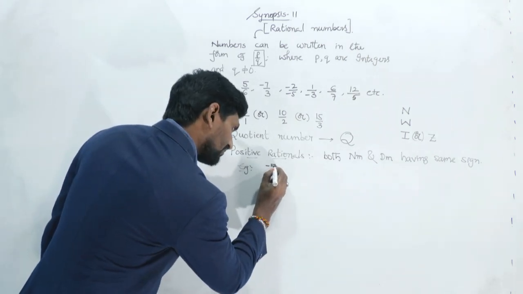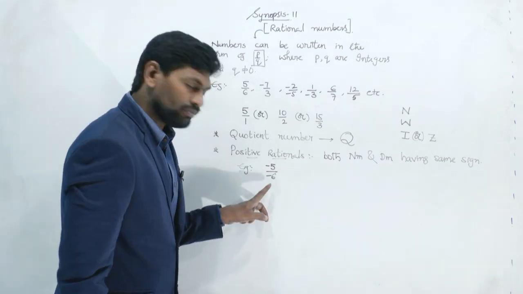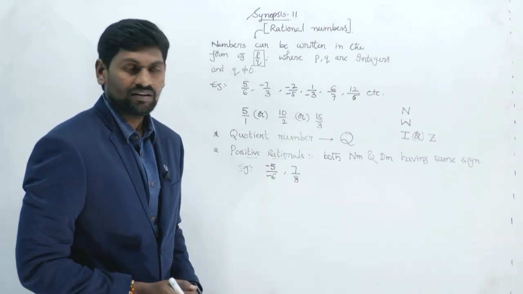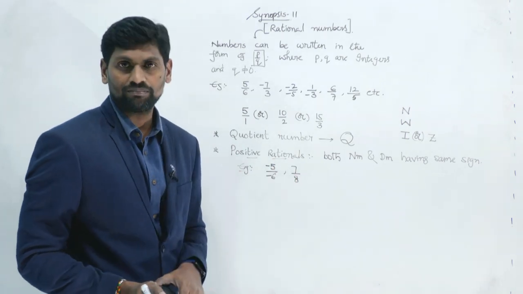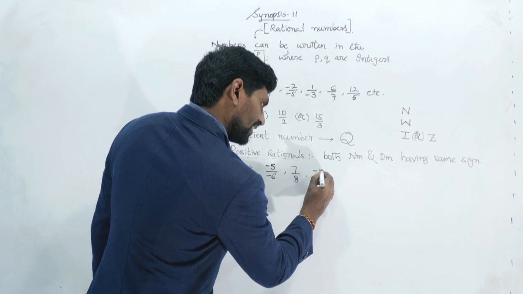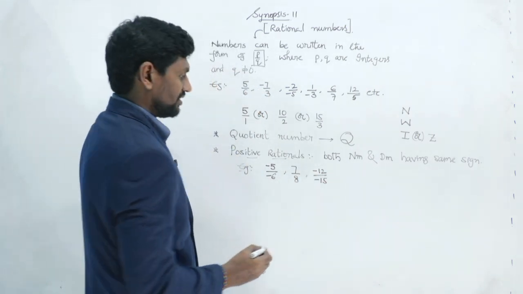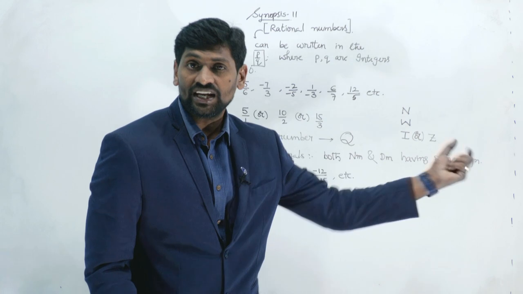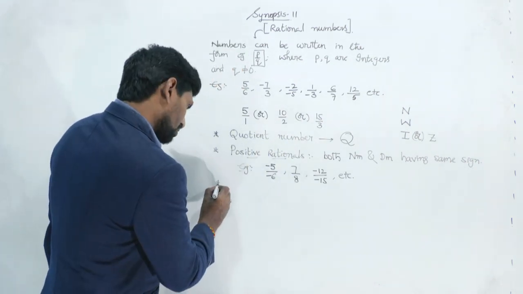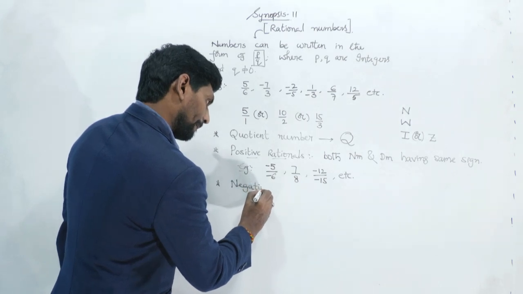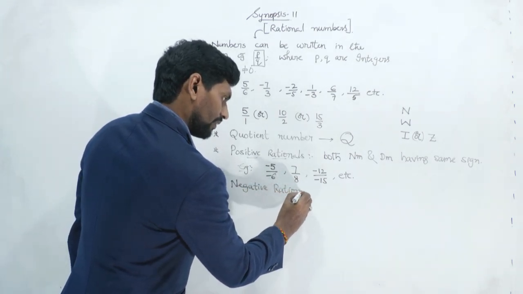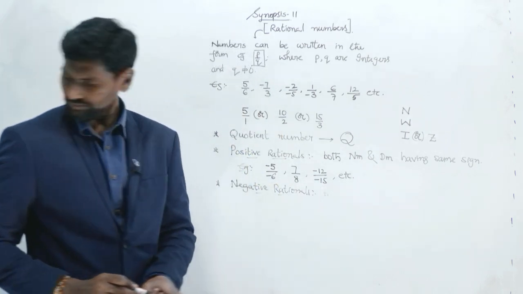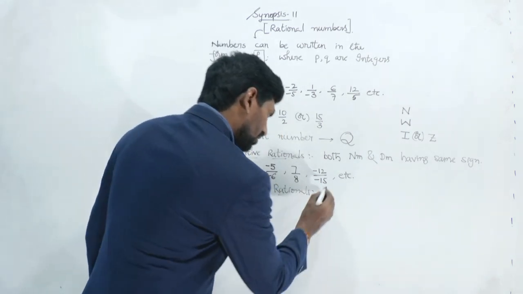That means minus 5 by minus 6. Numerator is negative, denominator also negative. So this is a positive rational number. 7 by 8, both are having plus symbols. Plus 7, plus 8, it is also a positive rational number. Minus 12 by minus 15, it is also a positive rational number. So both numerator and denominator having the same sign, positive rational number. Different sign is a negative rational number. So what is a negative rational number? Both numerator and denominator having different sign.